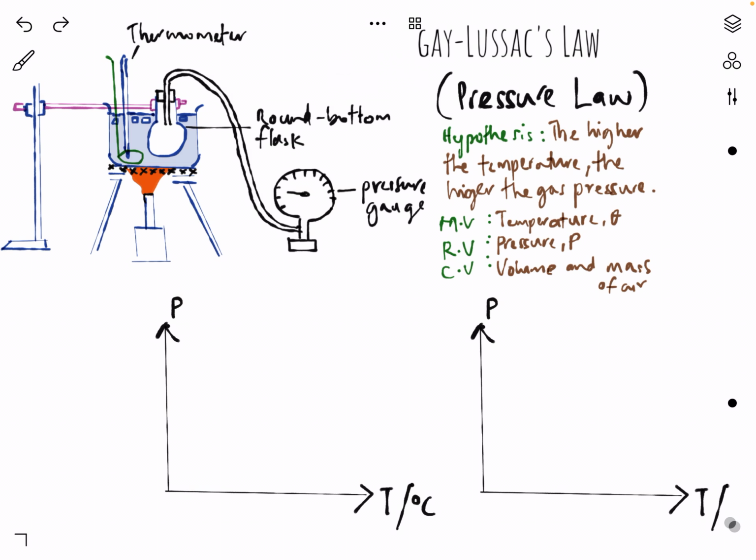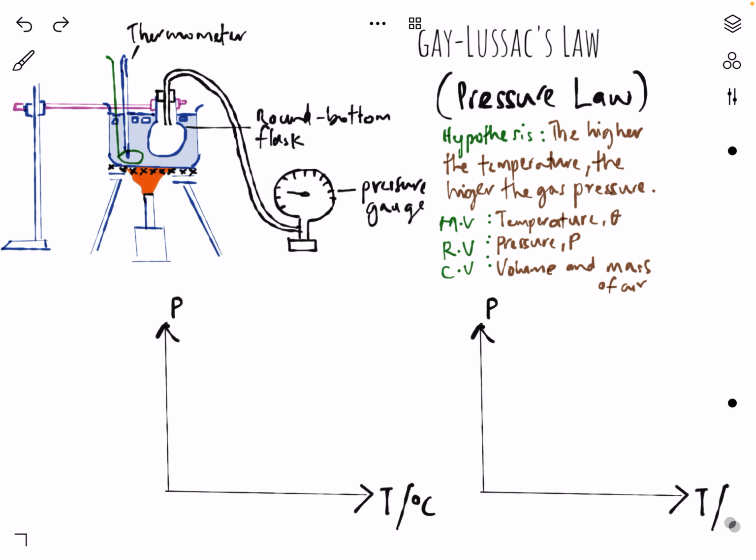Now we have a round bottom flask, and we have a pressure gauge to measure pressure, and we have a thermometer here to measure temperature. Now we have a Bunsen burner, and it is used to heat up the water in the beaker. And look at the ice cube there. So we understand that in this experiment, we start our experiment at 0 degrees Celsius.